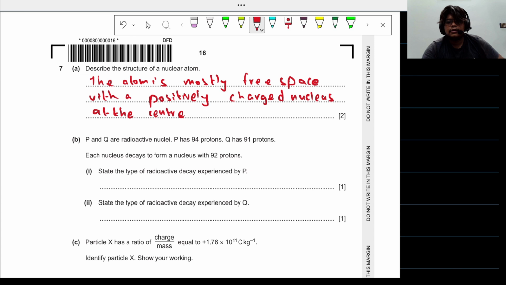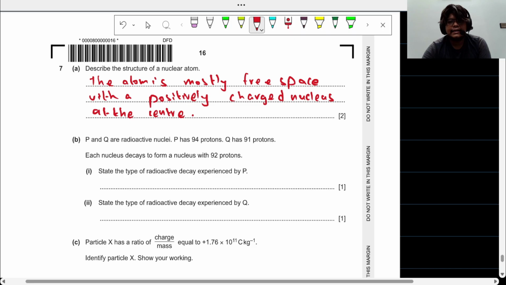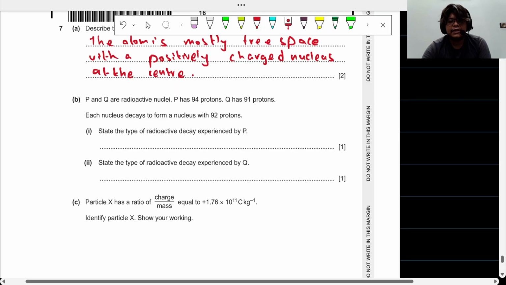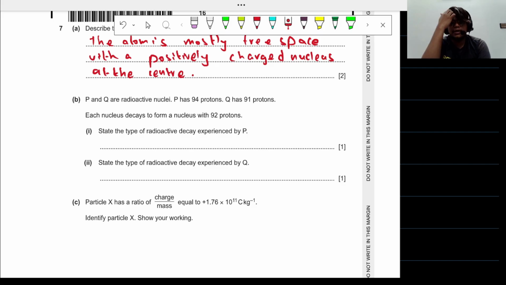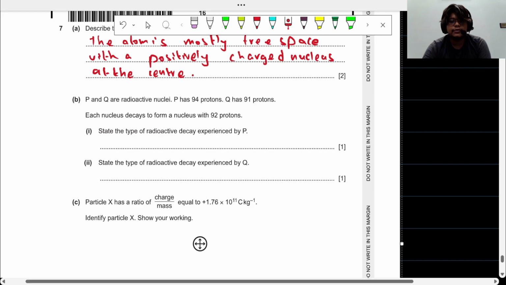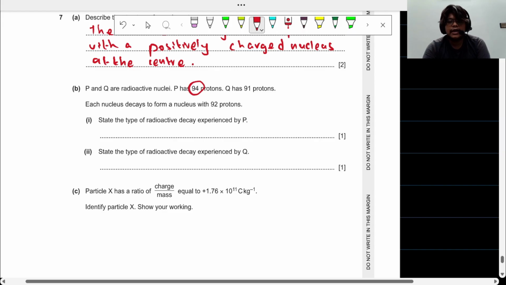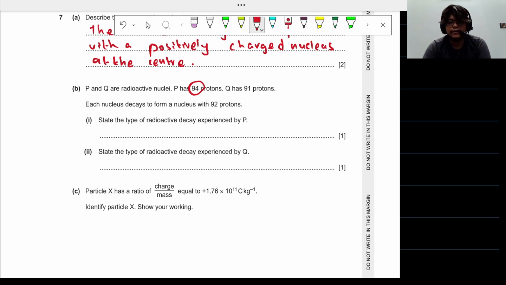Then in part B, it says that P and Q are radioactive nuclei. P has 94 protons, Q has 91 protons. Each nucleus decays to form a nucleus with 92 protons. State the type of decay experienced by P. So it is 94 protons and it has to decrease to 92 by just one radioactive decay. Right? So this would be alpha, because in alpha decay your proton number decreases by 2 and your nucleon number, that is proton plus neutron, decreases by 4, right?